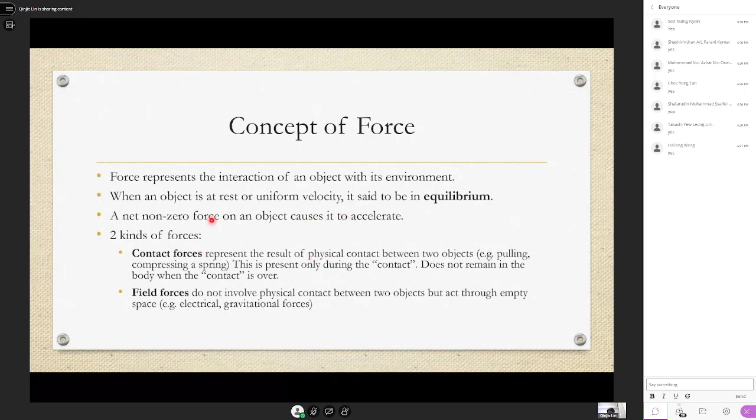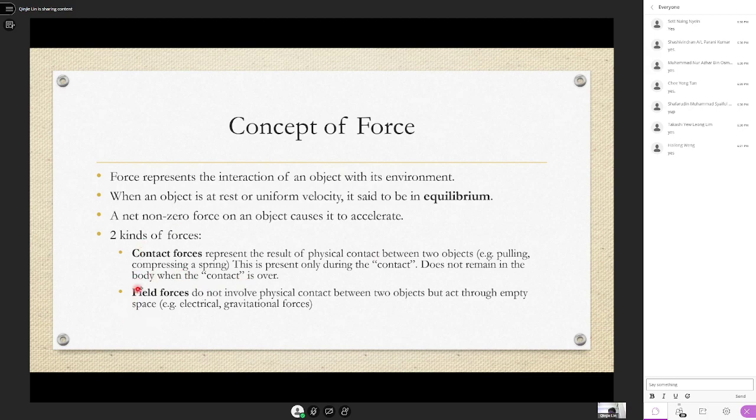There are in general two kinds of forces. One is the contact force, which represents the result of physical contact between two objects. Literally it came from that meaning, right? That's why we have the name contact forces. For this kind of force, it is only present during the contact. So when they are touching each other, then there is this contact force. Let's say my right hand touching my left hand, then there's a contact force. And this force does not remain in the body when the contact is over. So when I release my hand, or when I stop holding my water bottle, when I put down my pen, the contact is over and there will not be this kind of contact force anymore. So that's one kind of force.